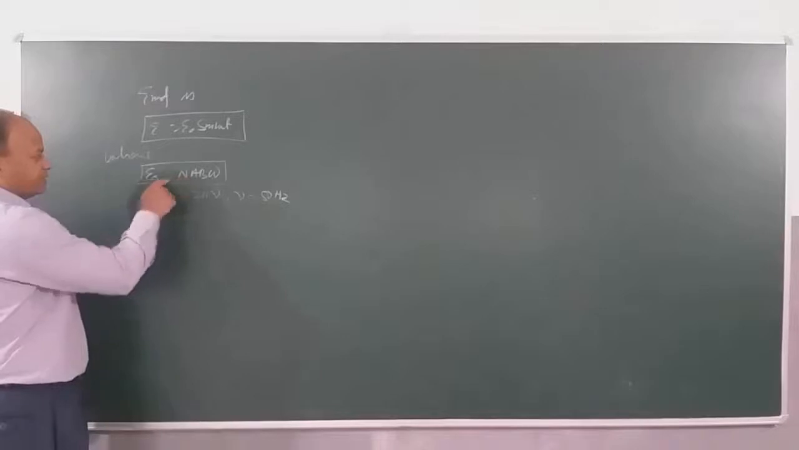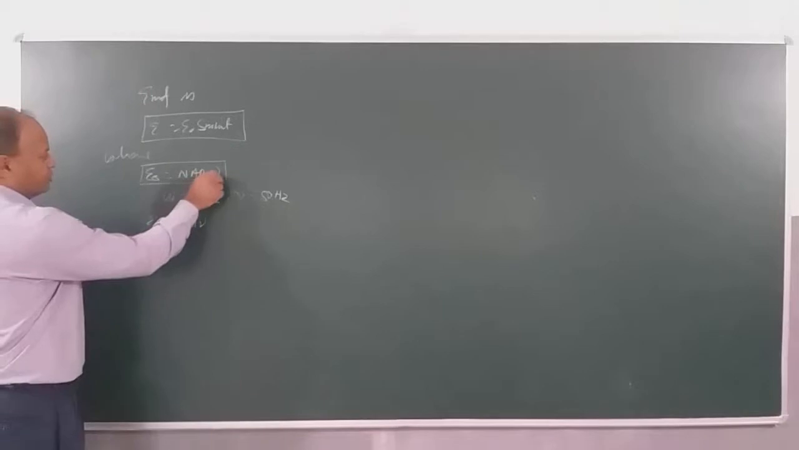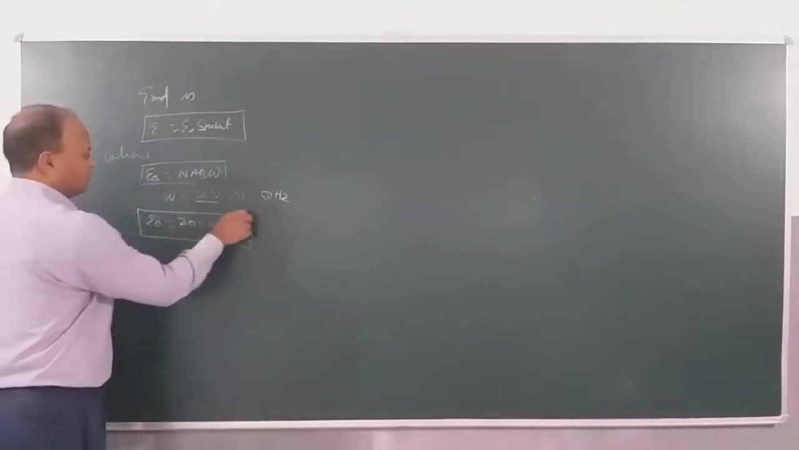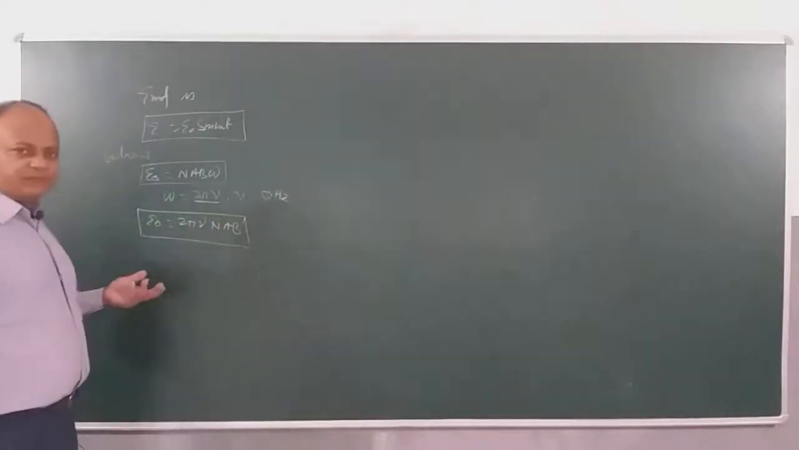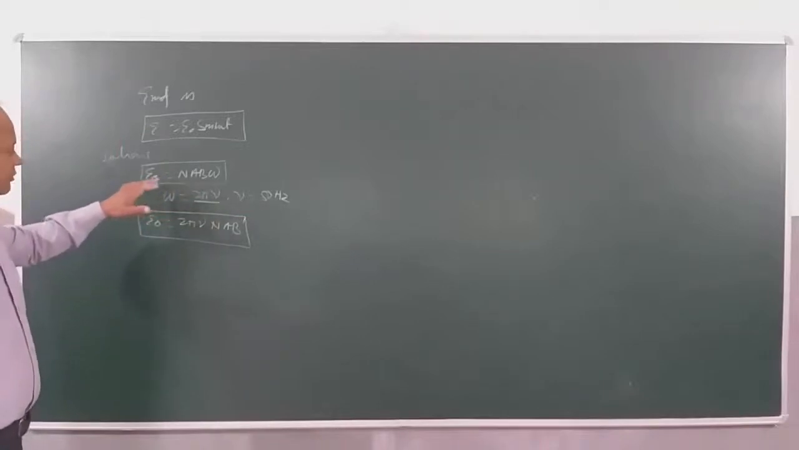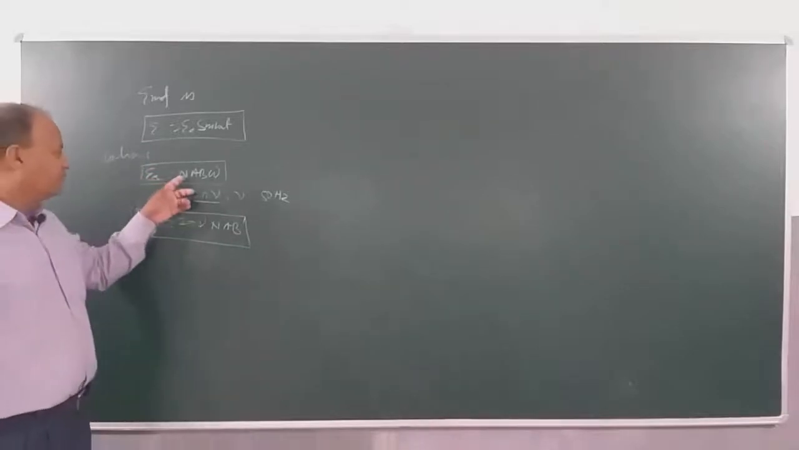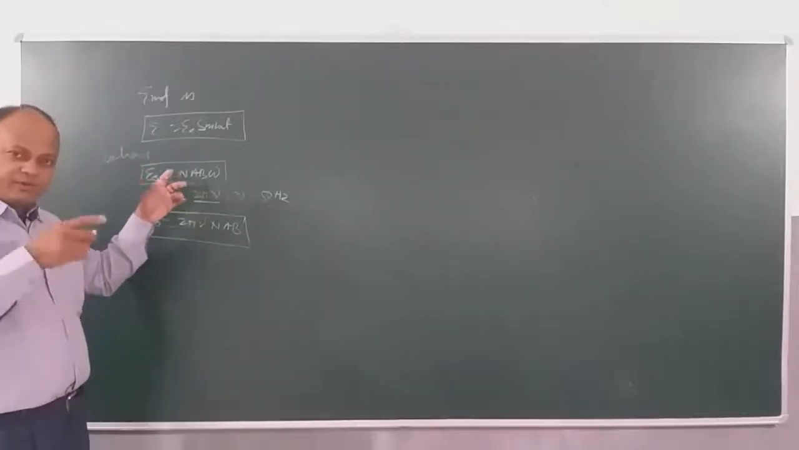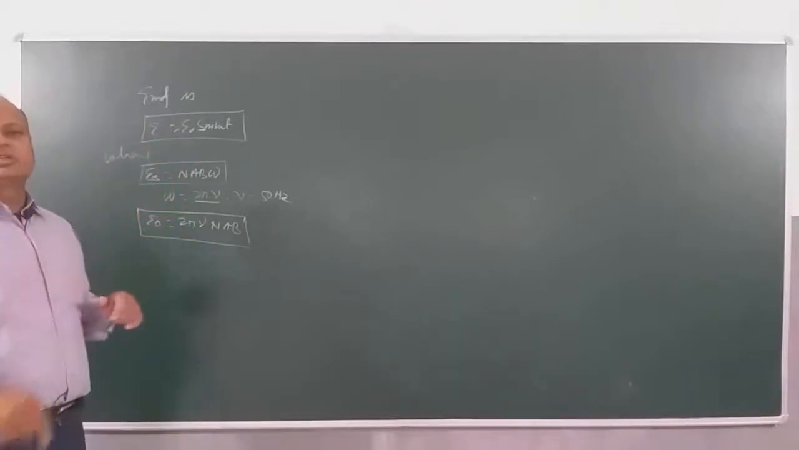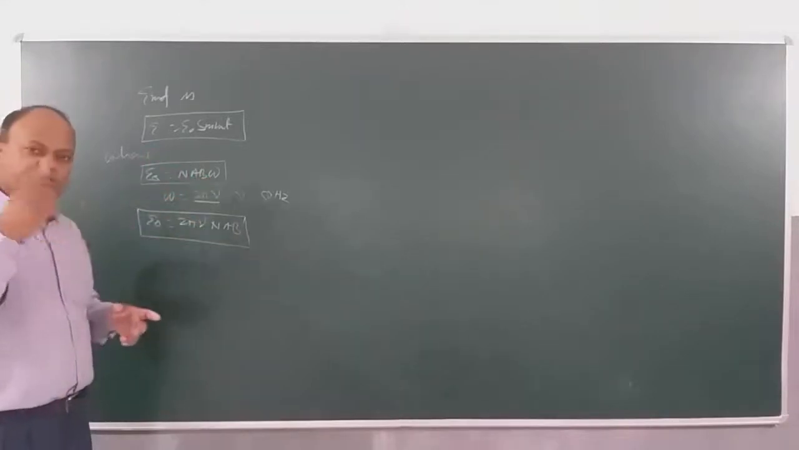If I put the value of omega here, then E naught will become 2 pi nu NAB. So they can give you a numerical. From this result you can see that we can increase the value of peak EMF by increasing the number of turns, putting more turns. By increasing the area, we can use a coil with bigger area. We can use a stronger magnetic field, or we can increase the speed of rotation of the coil.